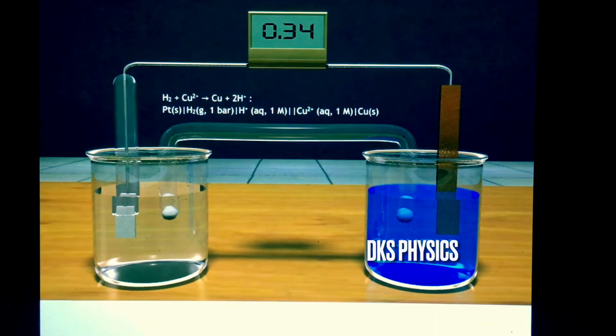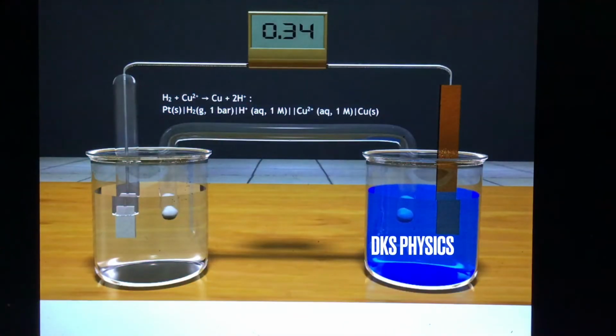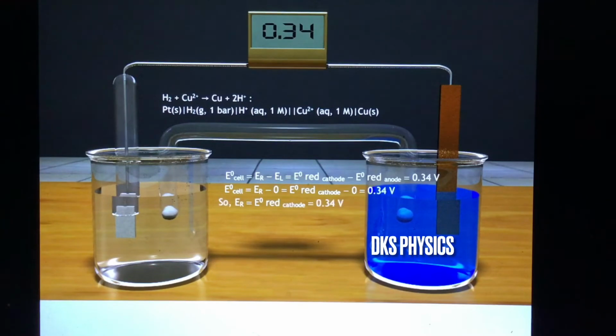The measured EMF of the cell with cell reaction H2 + Cu2+ (1 molar) gives Cu solid. That is, E0 cell is equal to ER minus EL, which is equal to E0 reduction cathode minus E0 reduction anode, which is equal to 0.34 volts. E0 cell is equal to ER minus 0, which is equal to E0 reduction cathode minus 0, which is equal to 0.34 volts. So, ER is equal to E0 reduction cathode, which is equal to 0.34 volts.